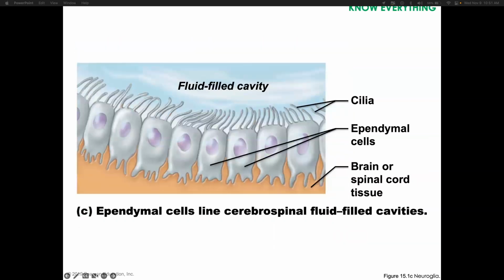Next, we have ependymal cells. They're also in the central nervous system in lined cavities that contain cerebrospinal fluid. These are ciliated supracuboidal cells that secrete and help move that cerebrospinal fluid.